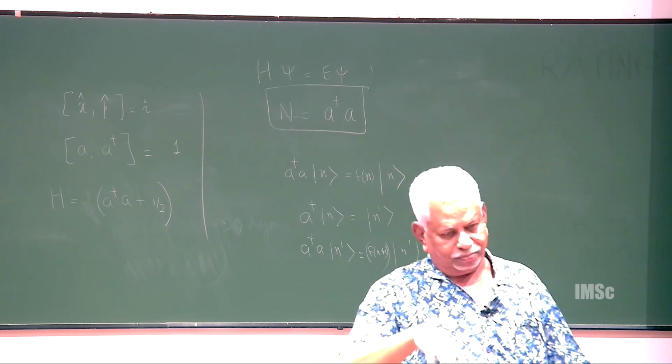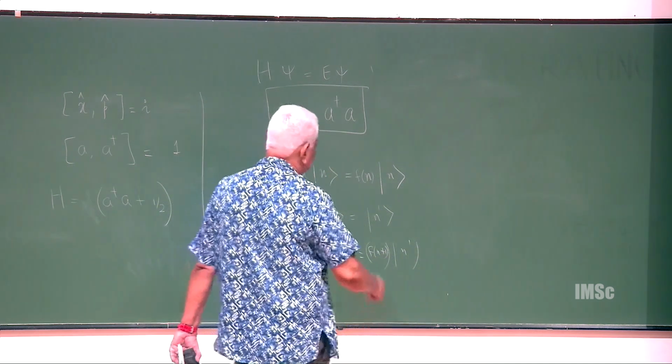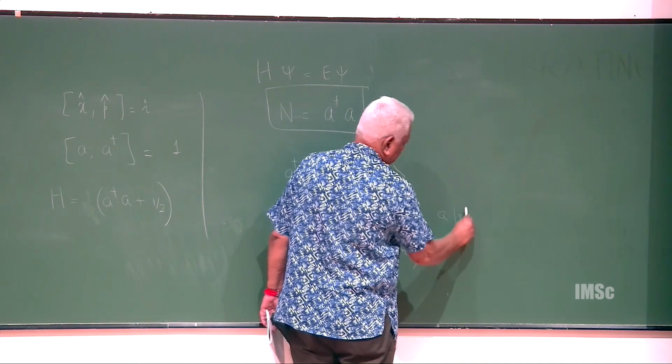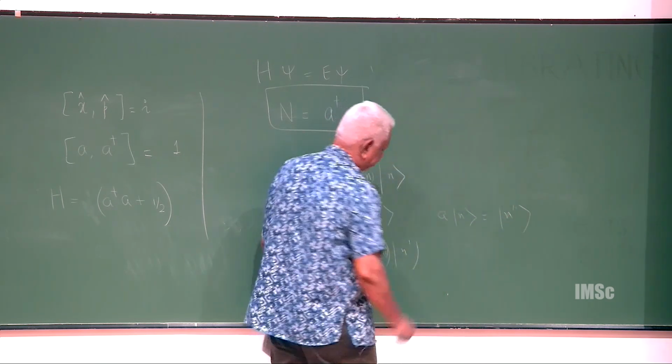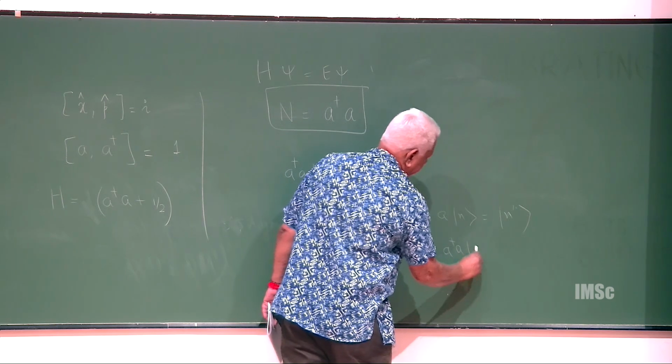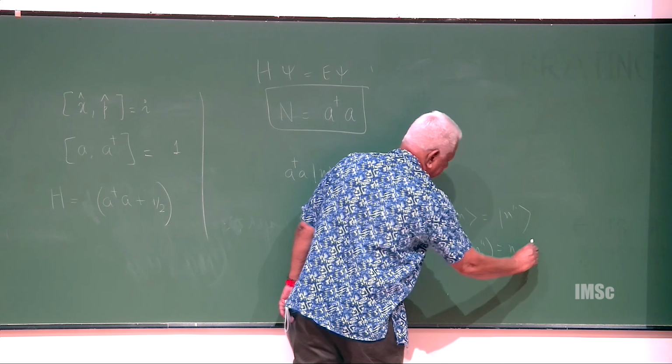What about A? A will do the opposite. So A acting on n will give you n double prime, let me call it n double prime. A dagger A acting on n double prime gives n minus 1.